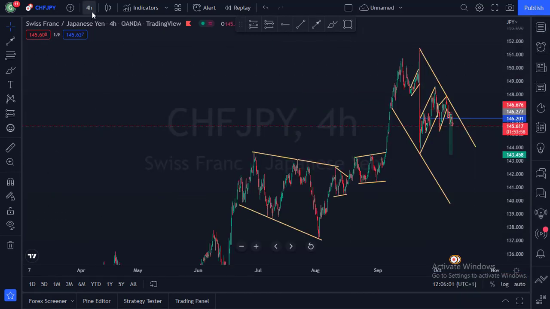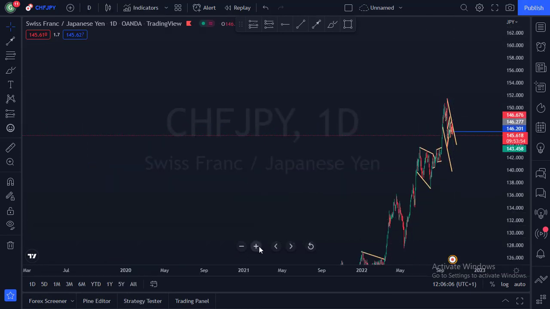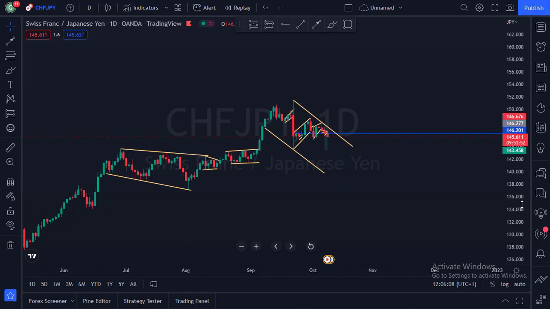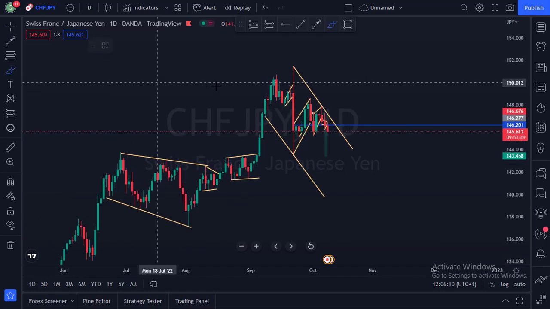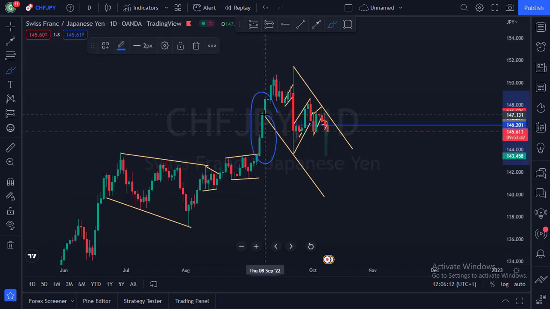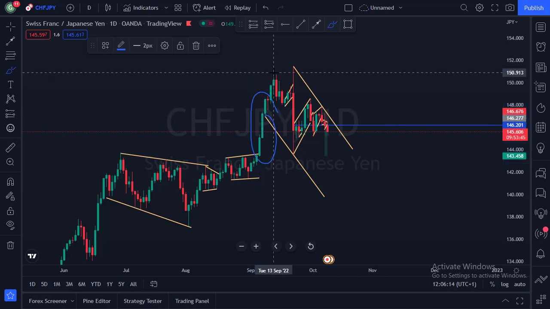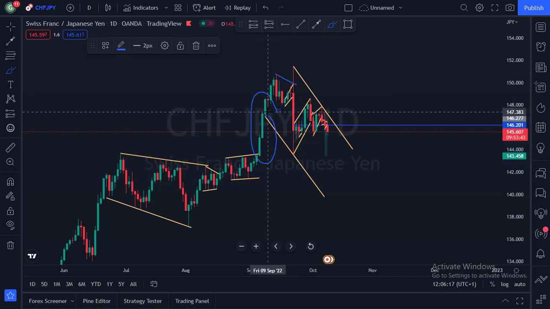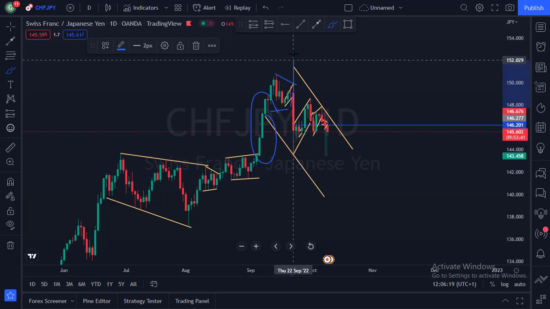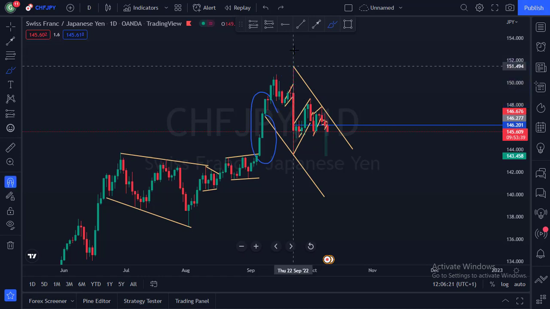What's the bias? If you look at this from the daily time frame, you realize that we had an impulsive move. Pay close attention here. We had an impulsive move to the upside, and after the impulsive move, price formed something like a correction. I was expecting price to continue to the upside, but guess what? Price didn't continue to the upside. Instead, price gave us an impulsive move to the downside.